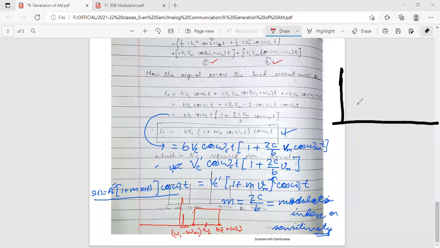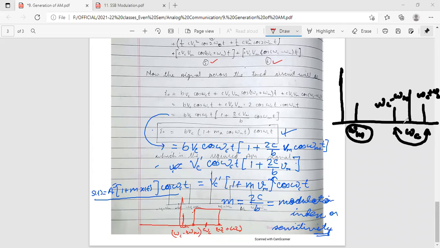So if this is omega representing omega m and this frequency is omega c, we are interested in the frequency terms nearer to the carrier part. What is on either side of the carrier? Omega c plus omega m and omega c minus omega m. We already know that. We are interested only in this region, and we don't need the rest right now, because we have already translated our modulating signal to the carrier frequency. Okay.